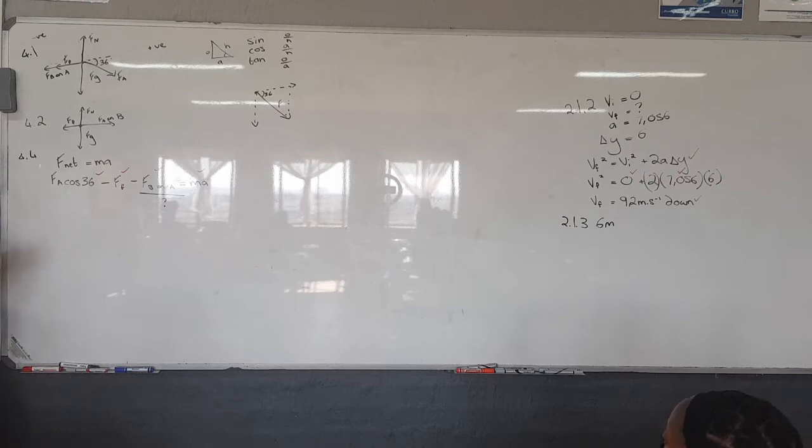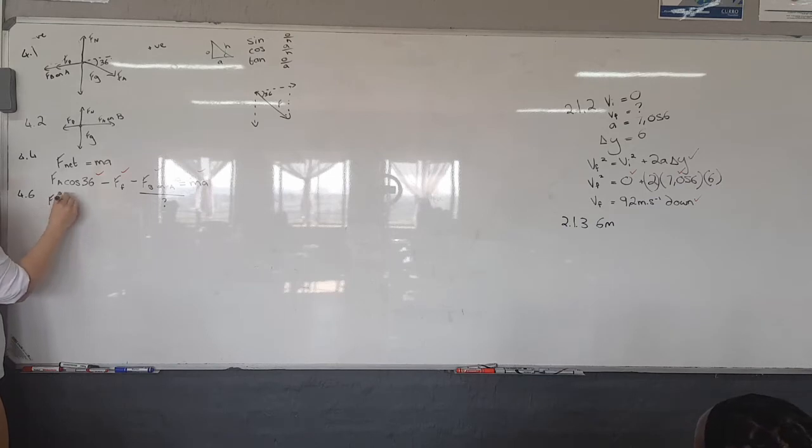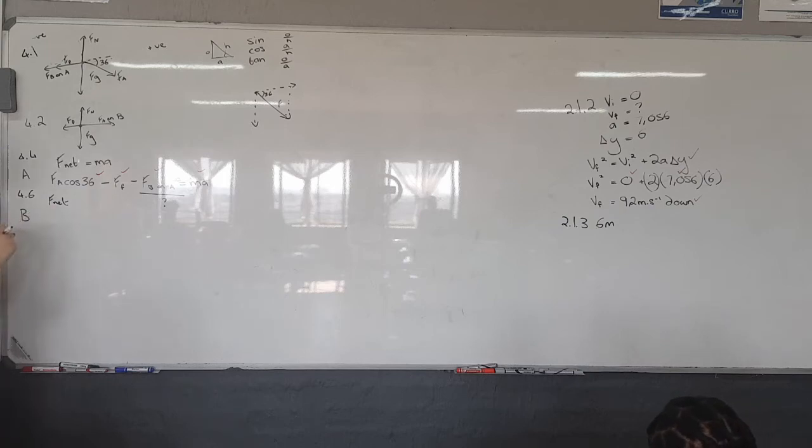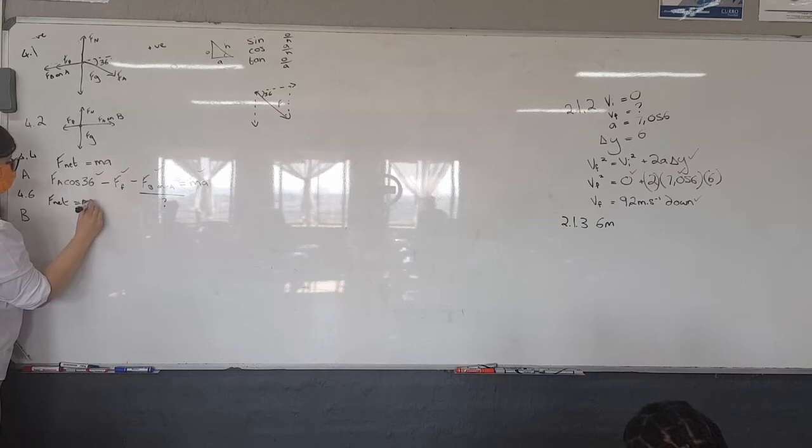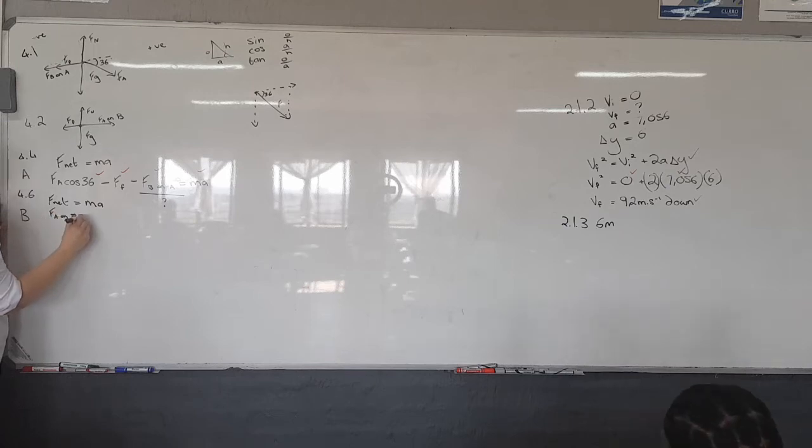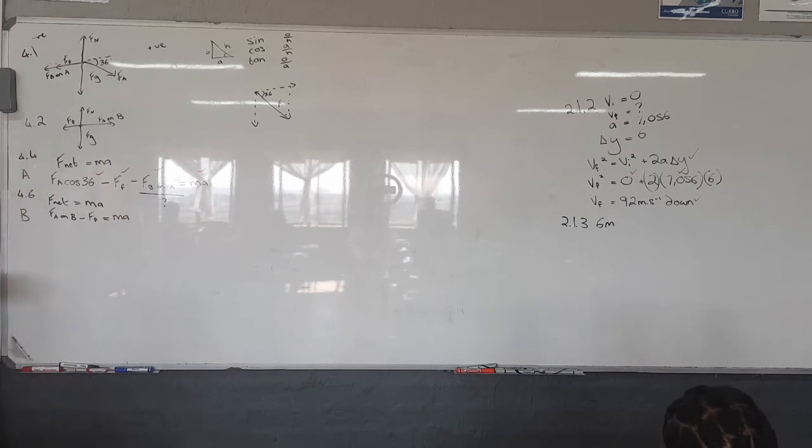So I need my second formula. This is 4.6 now, the force box B exerts onto box A. So I start here. This is my formula for A. I want my formula for B. Here's my diagram for B. So F net is equal to m a. I've got F A on B minus F friction is equal to m a.